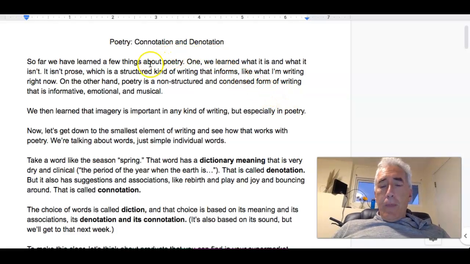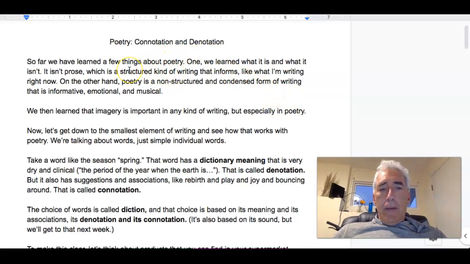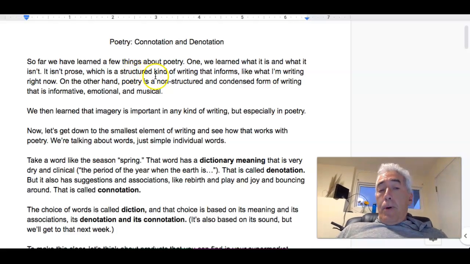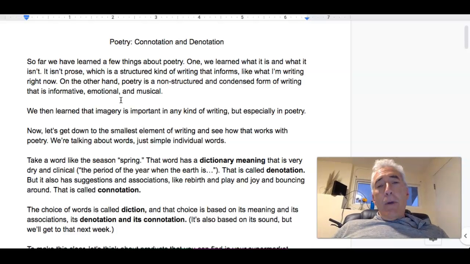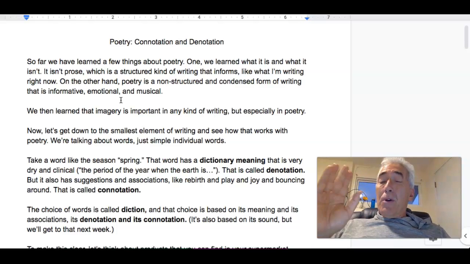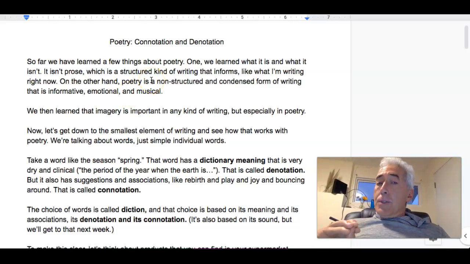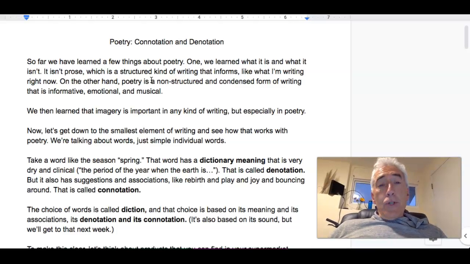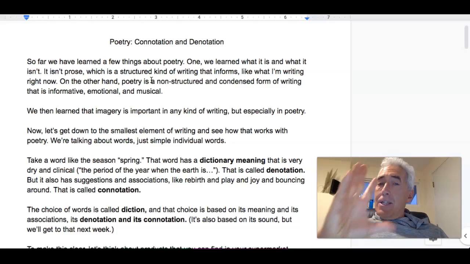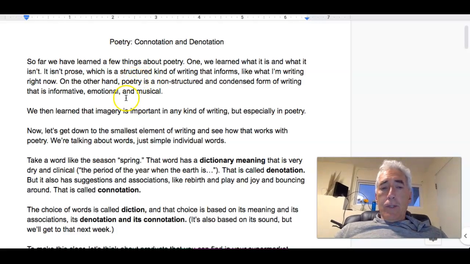So, first of all, as you open up this document, you'll see that I talk about things we've learned already about poetry. What is poetry? What is prose? Just as a reminder, what I'm writing right here is prose. It's just information. Yes, it might have some musical quality to it, but for the most part, it's set into a structure and its function is to inform. Poetry has no particular structure. It informs, it is emotional, it is musical, and it is short, condensed. Okay, so we talk about that.